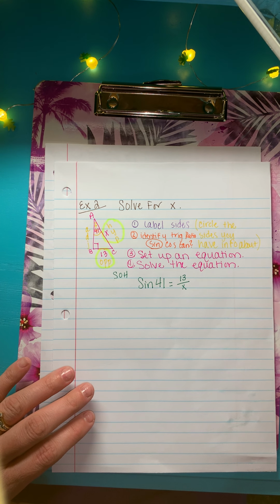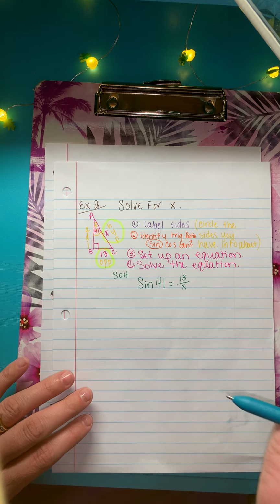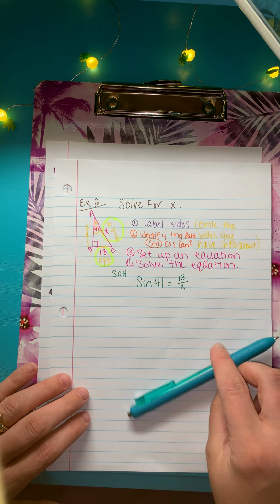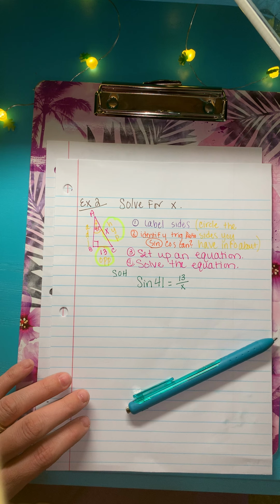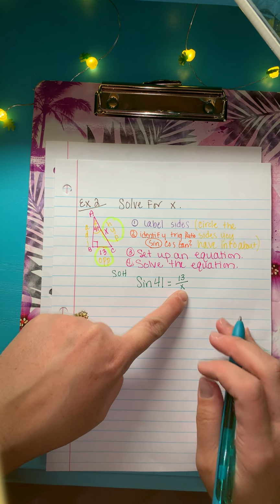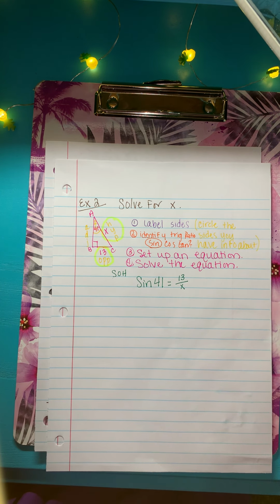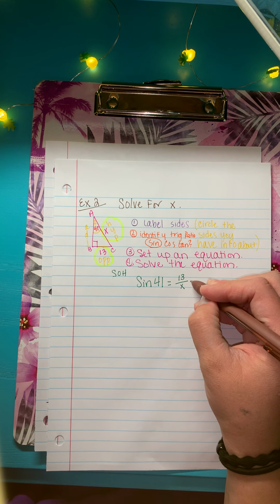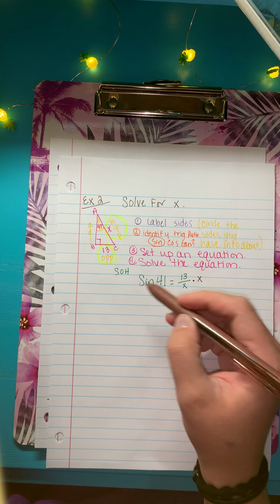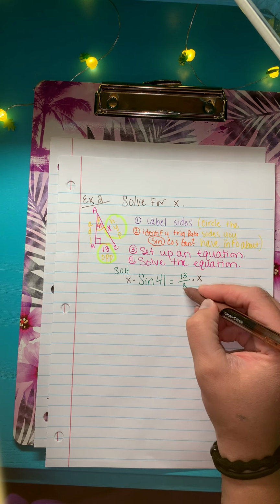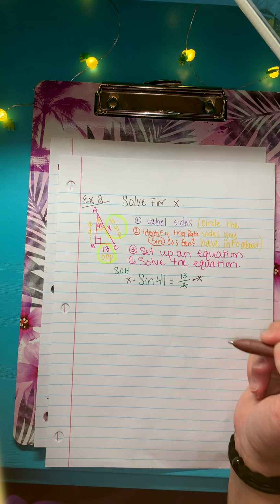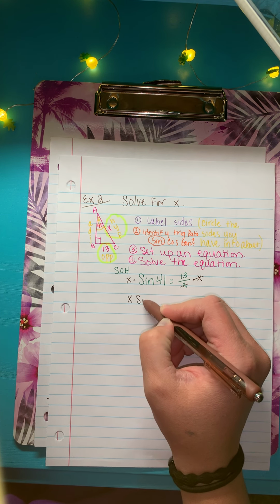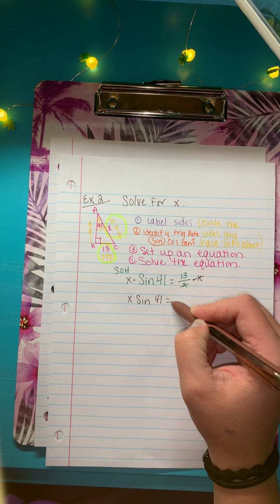So you have to think about here, how am I going to get that variable X all by itself? Am I going to multiply to get rid of it? I'm going to divide. Think about what the opposite of dividing by X would be. That would be multiplying. So whatever I do to the right, I have to do to the left. I multiply both by X. That cancels here. So now I have X sine 41 equals 13.